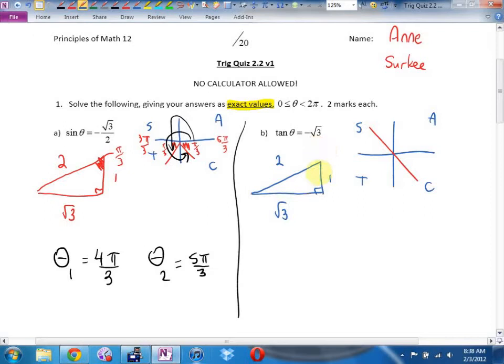Let's see. I want a tangent of... I think this guy has a tangent of opposite over adjacent of root 3. And once again, I think my reference angle happens to be pi by 3. Oh, and once again, this is 3 pi by 3 and 6 pi by 3. I think theta 1 is 2 pi by 3. Theta 2 is, whoops, Mr. Dueck, not 4 pi by 3, 5 pi by 3.